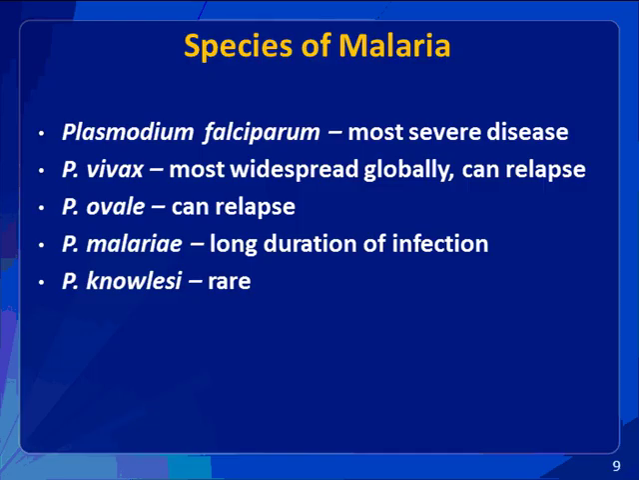Plasmodium falciparum is the most common cause of severe malaria and is the main cause of malaria deaths worldwide. P. vivax is the most widespread malaria parasite globally, and is one of the 2 species that have dormant liver stages, called hypnozoites, which can cause relapses months to years after initial infection. P. ovale is the 2nd species that can cause relapses, though it is not as prevalent as vivax. P. malariae is a species that is notable for potentially causing infections with very long duration, up to several years. P. knowlesi is a species found in primates that can be transmitted to humans, although very rarely.